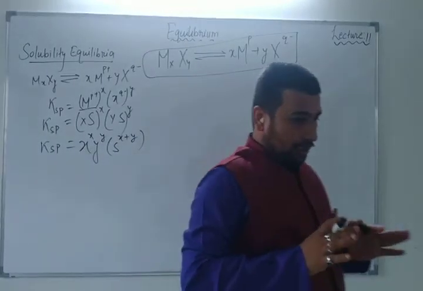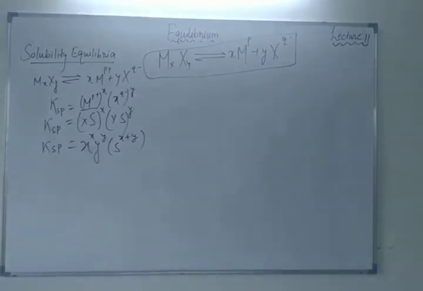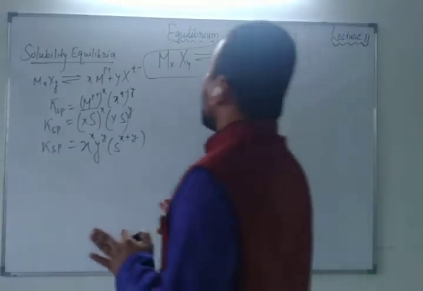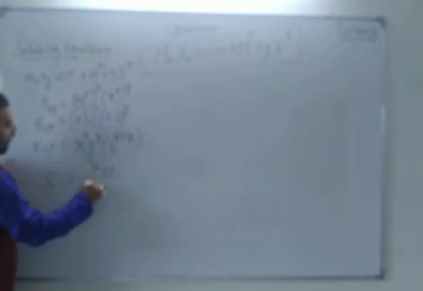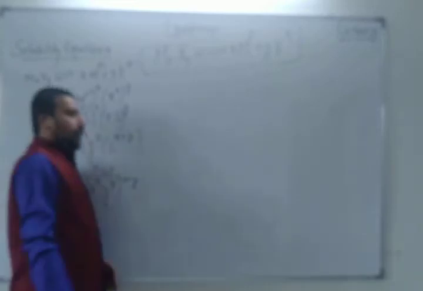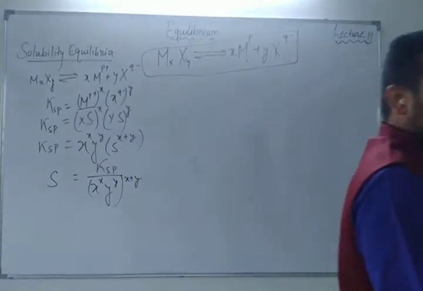So here, KSP. Now I want to calculate the value of s to the power x plus y, or I want to calculate the value of s only. Just remember, I want to calculate the value of s. So here, if I want to calculate the value of s, then the value of s will be KSP upon x to the power x, y to the power y, the whole to the power 1 by x plus y. Is it right or wrong? Tell me. Is it right or wrong?